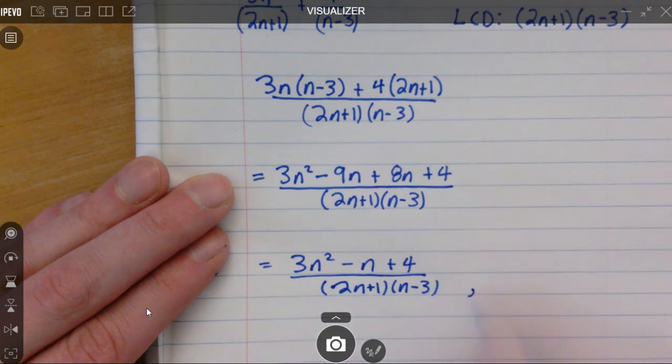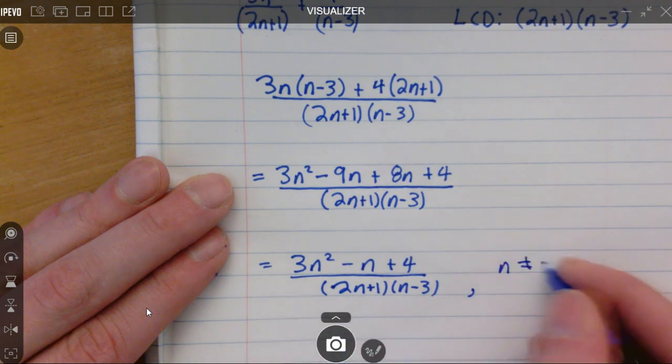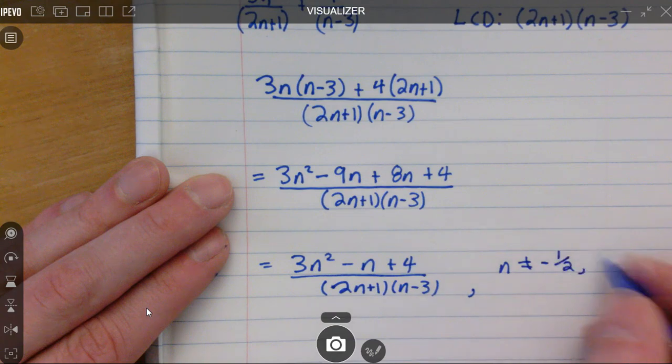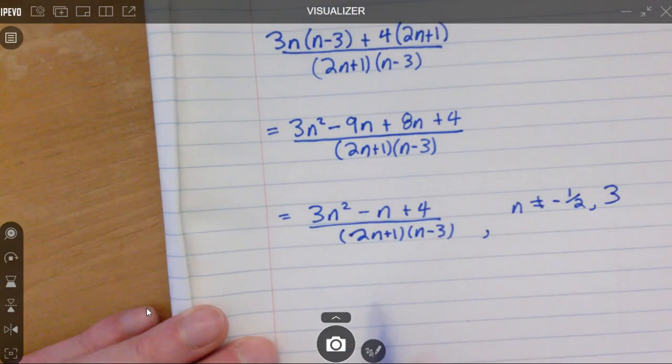And again, we just want to state restrictions. What makes each factor equal to 0 on the denominator? So n cannot equal -1/2 or +3. If you're wondering how I get that -1/2, we learned that shortcut in a previous unit. It's always the second term flipped, divided by the coefficient on the first.